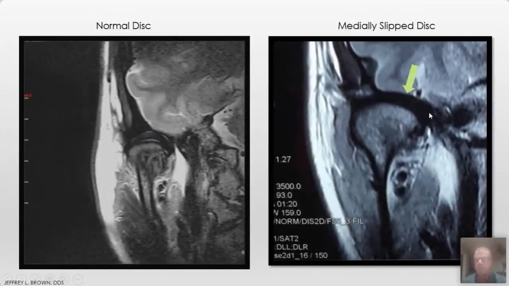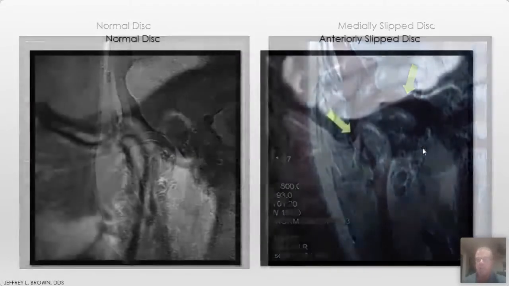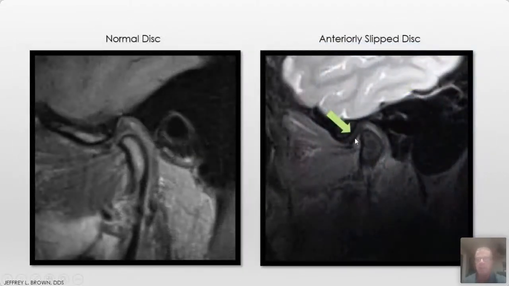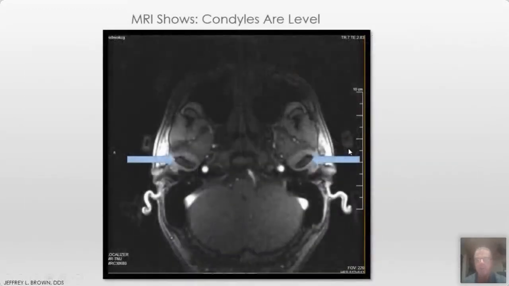Medial. Again, pinching blood vessels all through here. Medial displacement, most of the time, Tourette's. Anterior slippage. Again, normal disc is this bow tie right here. Anterior is down in here, and there may be a little crumpling there.